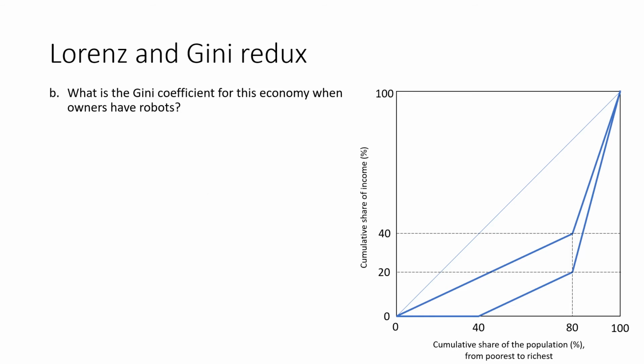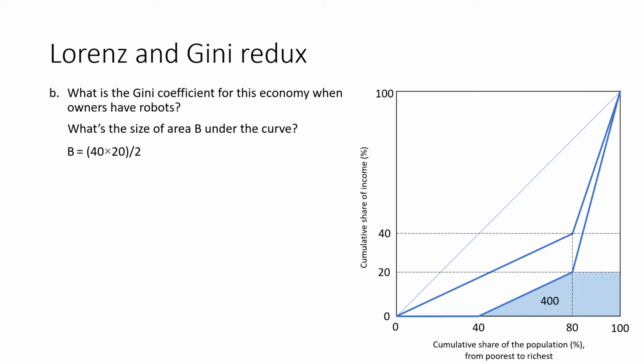What's the Gini coefficient for this economy when owners have robots? Well, what we want to do is calculate the size of area B under the new curve. Right? So we want to calculate the size of this triangle here. That has a base of 40, a height of 20, divided by 2. It has an area of 400.